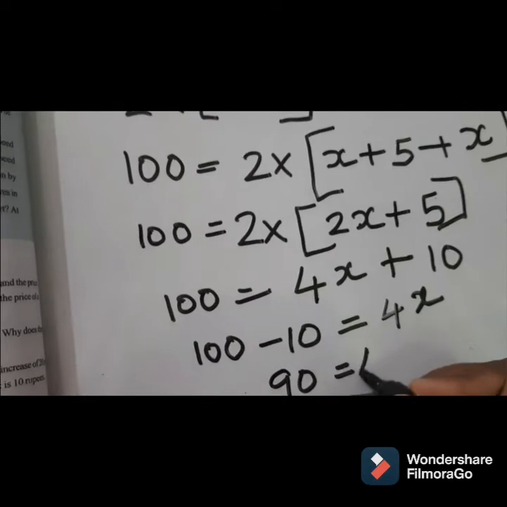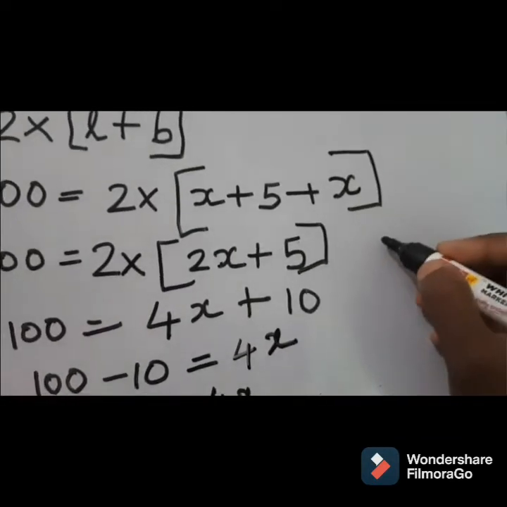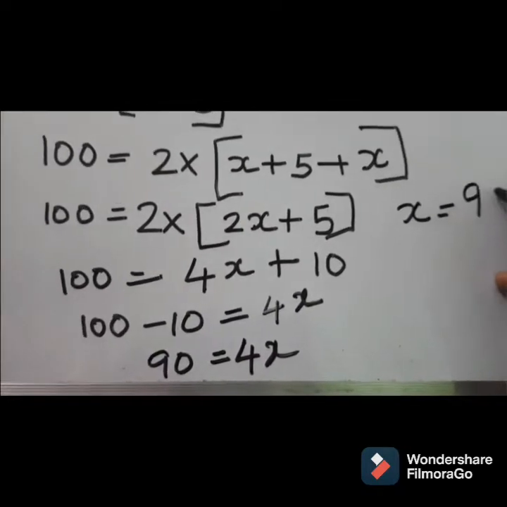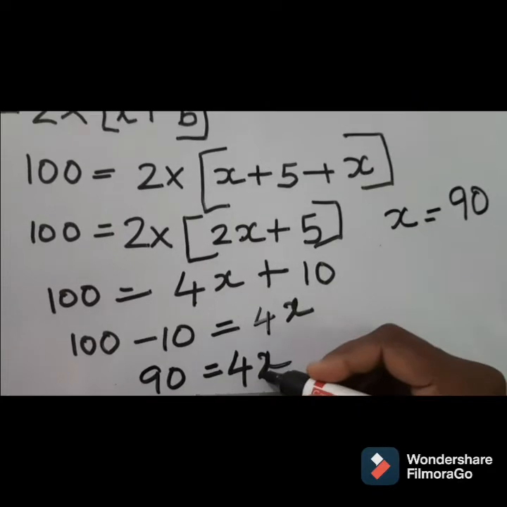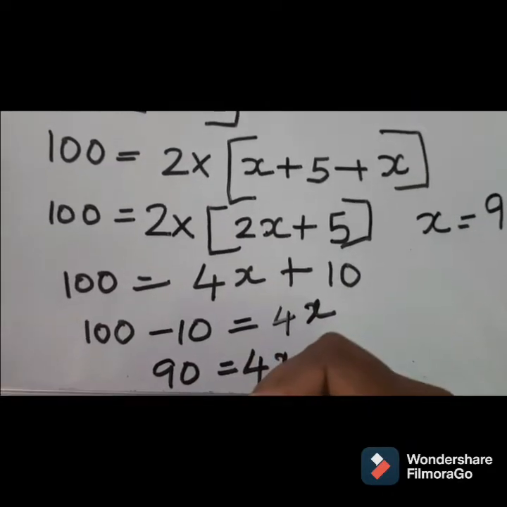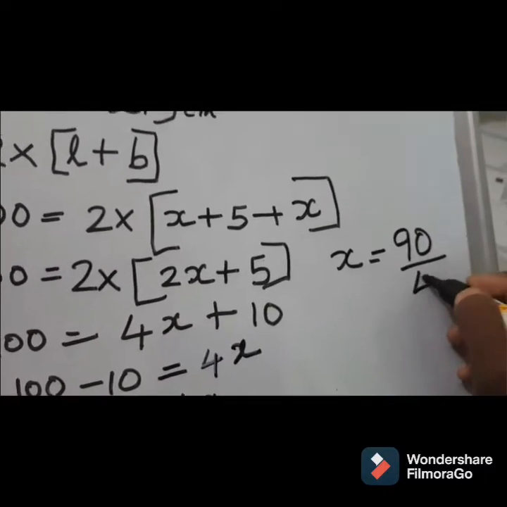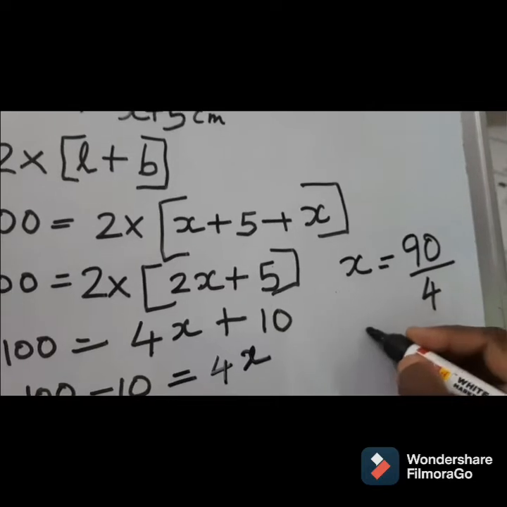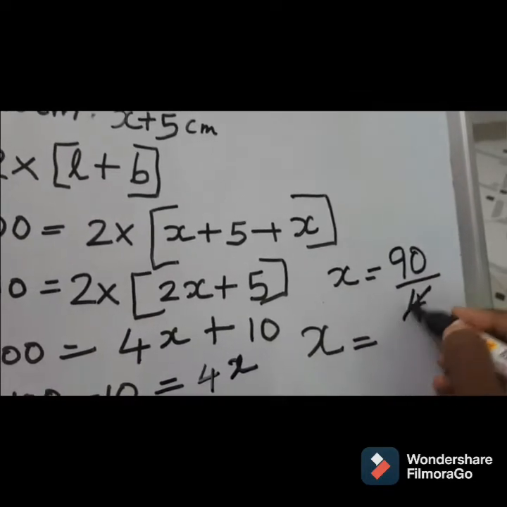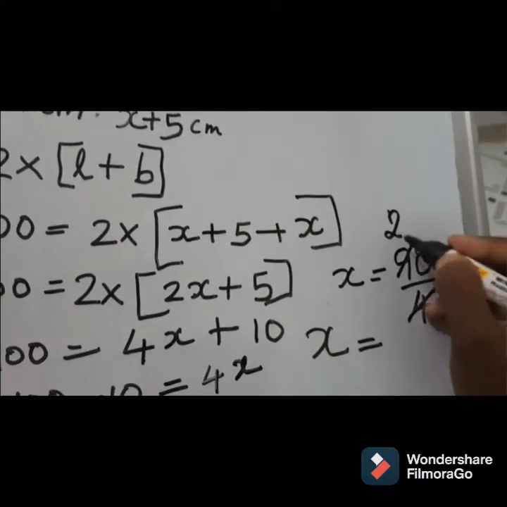90 equal to 4x. Now we want to find x. x equal to 90 over 4, because 4 is multiplication. If we change the equation side, this will go down as division. 90 divided by 4. So how many times 4 in 9? 2 times. 2 4s are 8.